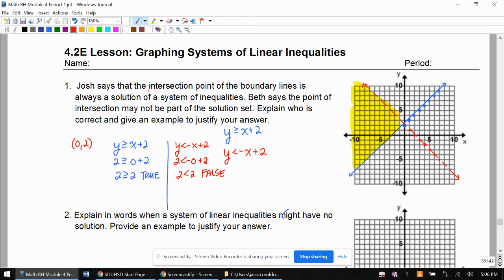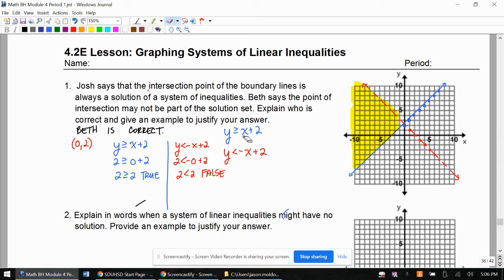So in fact, the solution set for this is everything in the feasible region, but not this point of intersection. We can pick things on this solid line if we want to, on this portion of it, stopping here. We can't pick things on this boundary line because it's dashed. And so it says, Beth says the point of intersection may not be part of the solution set, and Josh said that it always was. So we'll say that Beth is correct, and Josh was incorrect. All right.